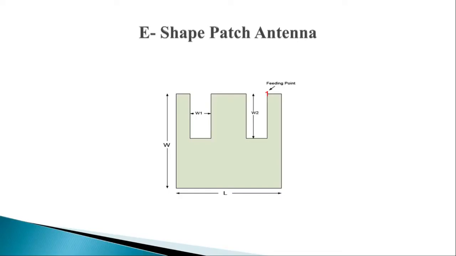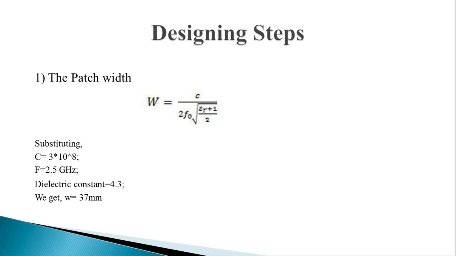Now we see the designing steps of microstrip patch antenna. Step 1, calculation of width. Formula is W equals C divided by 2 F naught into root of epsilon r plus 1 divided by 2. Substituting the value of C, F and dielectric constant, we get W equals 37 mm.